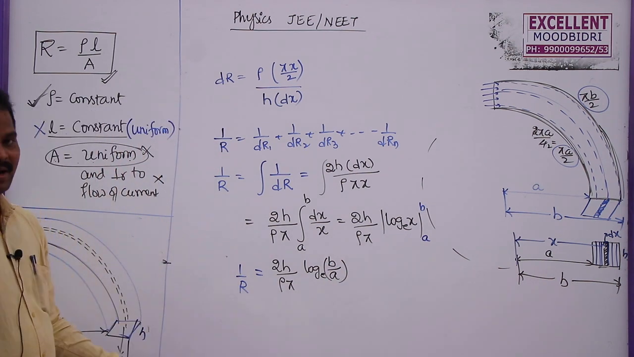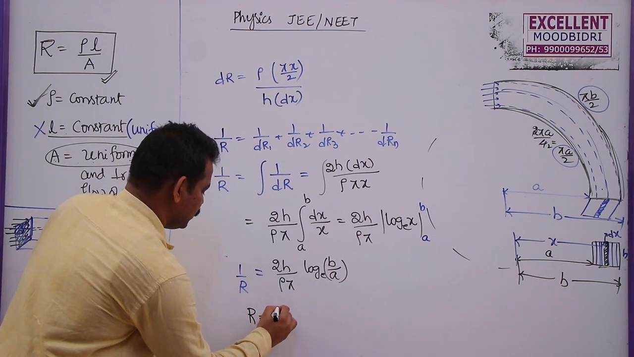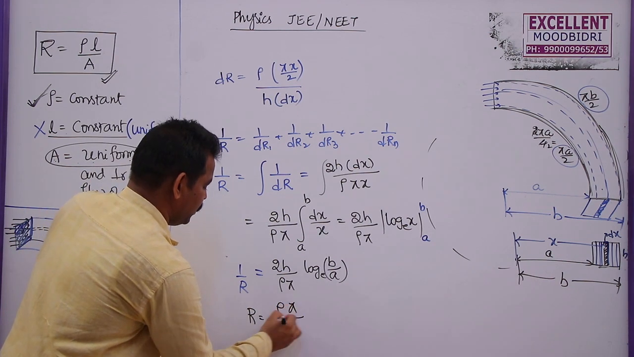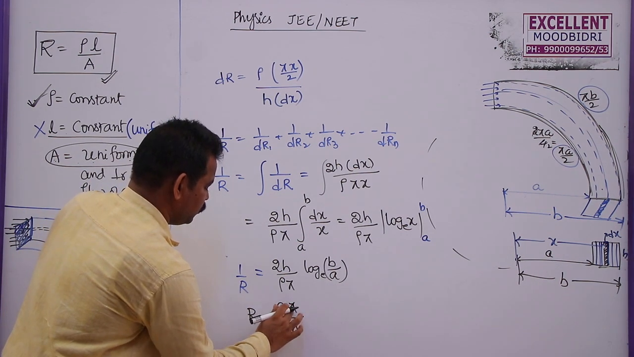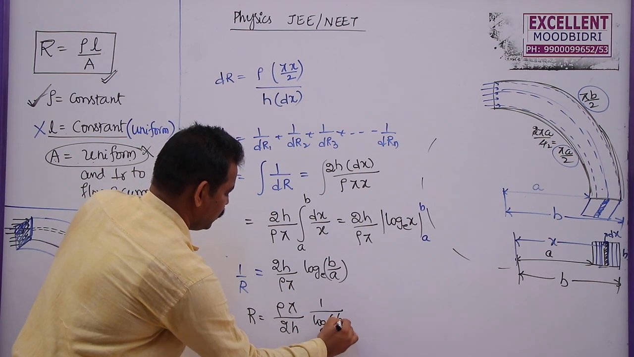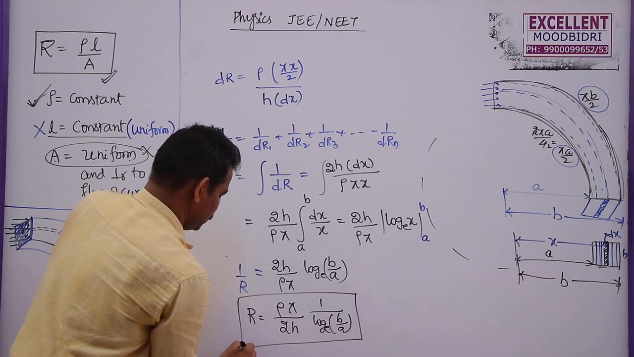This is the 1 by r value, but I need the r value. So, the resistance of this strip is given by resistivity into pi by 2h into 1 by log of b by a to the base e. This is the resistance of the strip.